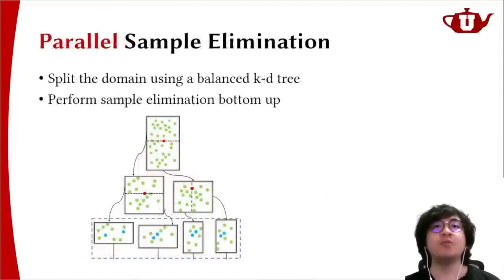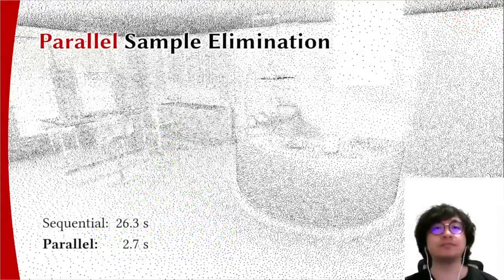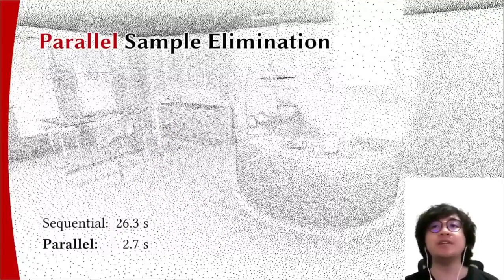In the paper, we also describe a method for performing sample elimination in parallel. Our parallel sample elimination splits the sampling domain into subdomains with equal samples. We use a balanced KD tree to partition sampling space. We begin sample elimination in the leaf nodes of the tree. Then, we merge them and continue sample elimination. For this scene, eliminating more than 1 million samples, parallel sample elimination is almost 10 times faster on a 12-core CPU.